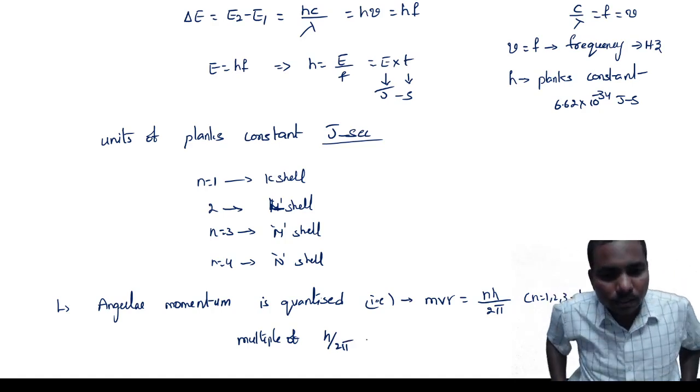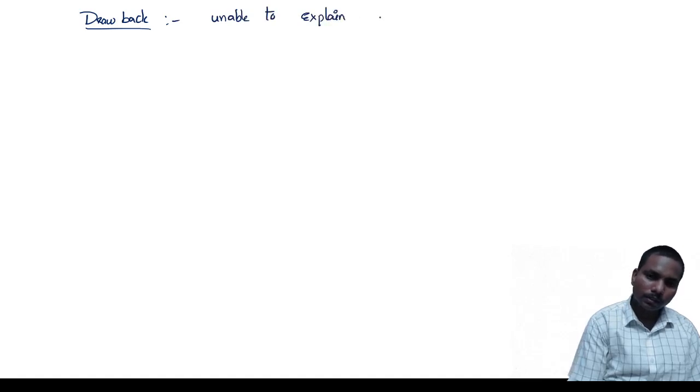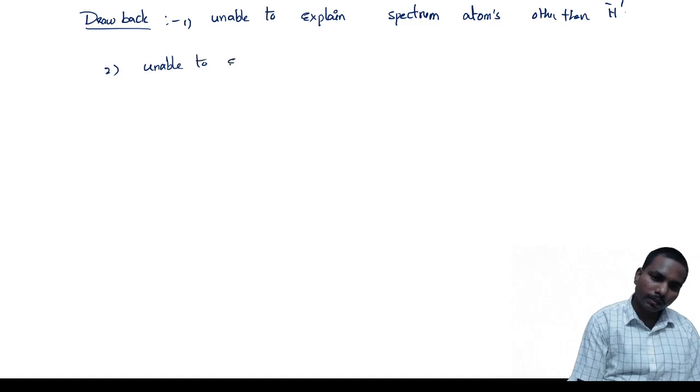Okay, and its drawback is that it is unable to explain the Zeeman effect and Stark effect. The first drawback is that it is unable to explain the spectrum of atoms other than hydrogen, and the second point, it is unable to explain the Zeeman effect.